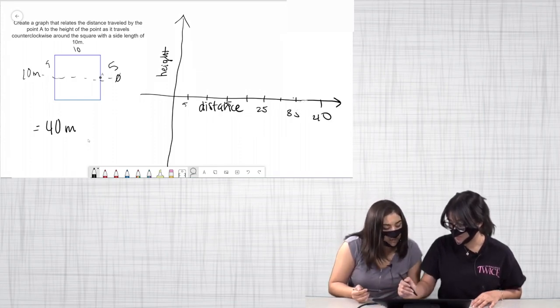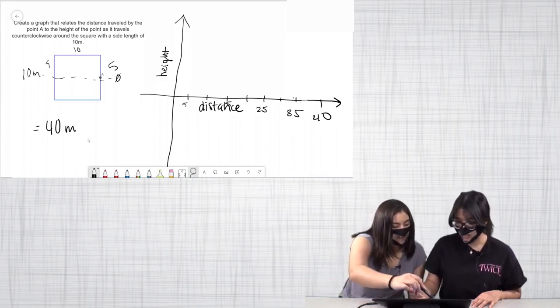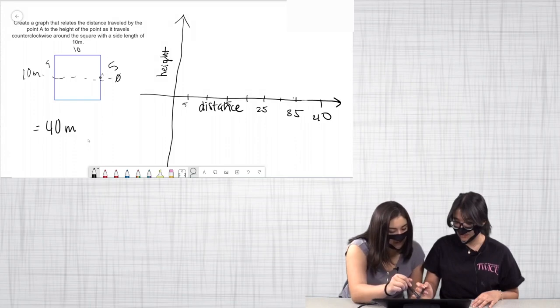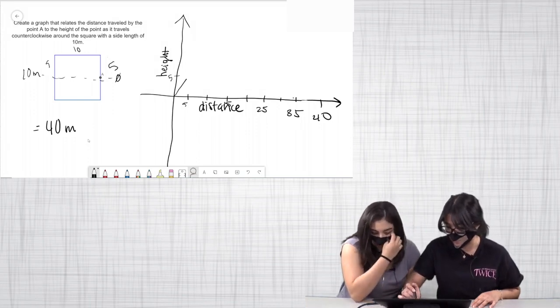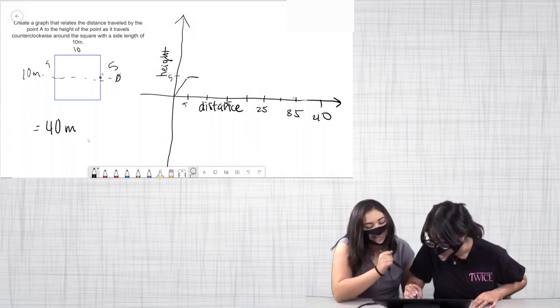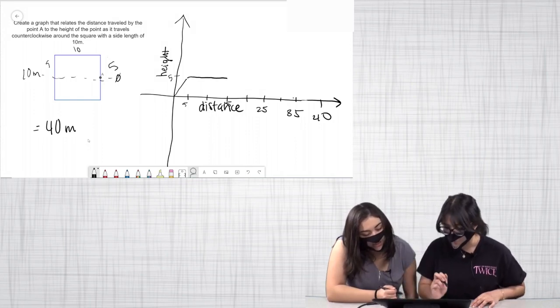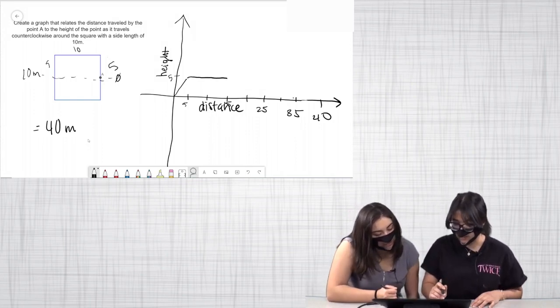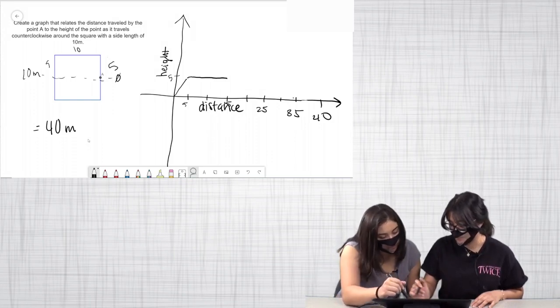So, from 0 to 5, that would be just going up half of this side length. You're moving 5 like this. And then your height stays constant for 10. So another 5 and another 5. And then we go down in height. And we move another 5. So go to right there.